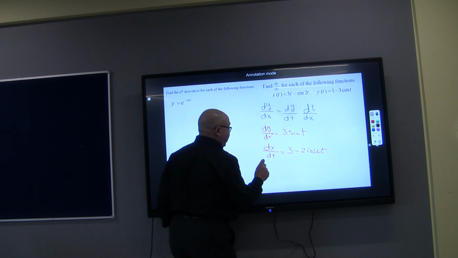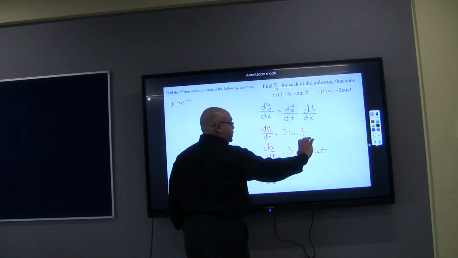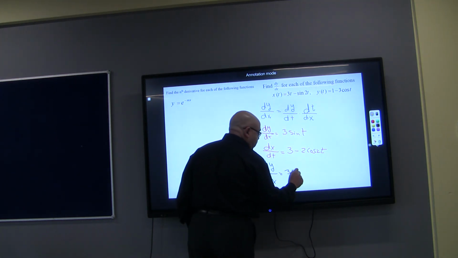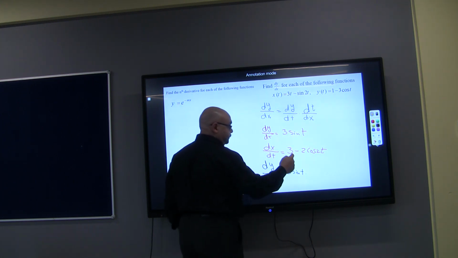The next step: this means that dy by dx is going to equal dy by dt, which is 3 sine t, times dt by dx.